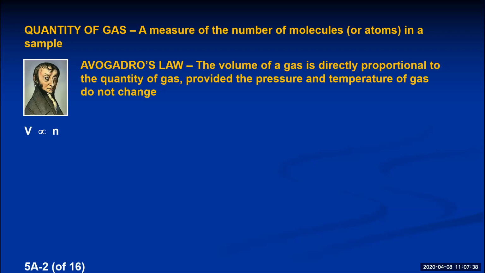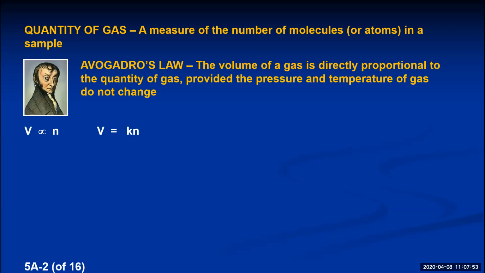And so if we rewrite Avogadro's law as an equality instead of a proportion, I would say V equals K times N. You may remember this from earlier in the semester, but this is an equation that has variables on both the left and the right side of the equation.